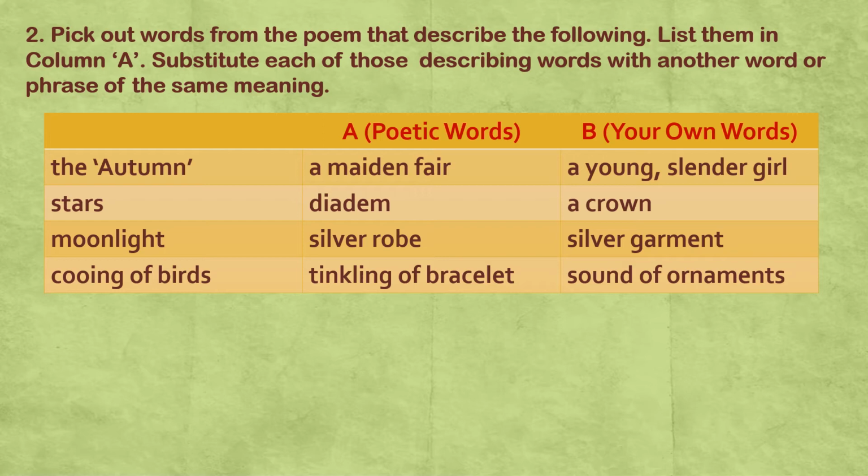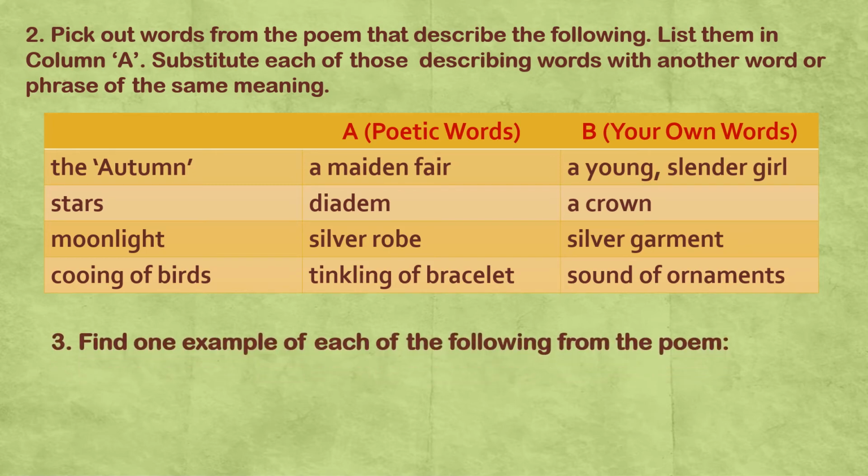Now, the autumn is a maiden fair in your poem. Stars, the word used is diadem. Moonlight, a silver robe. And the cooing of birds, the tinkling of bracelets. Okay, these words are there used from the poem. Now you use your own words. I have used these words, you can use your own words. A maiden fair meaning a young, slender or slim girl. Diadem meaning a crown or a diamond crown. Silver robe is a silver garment, something that is worn. And tinkling of bracelets means the sound of ornaments.